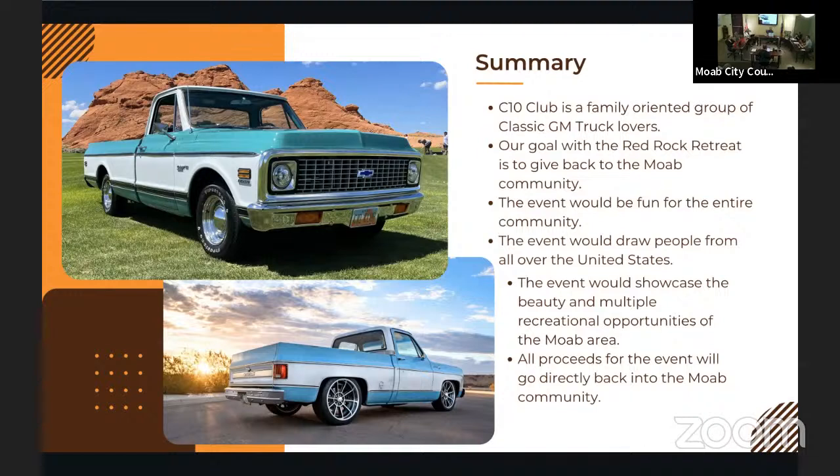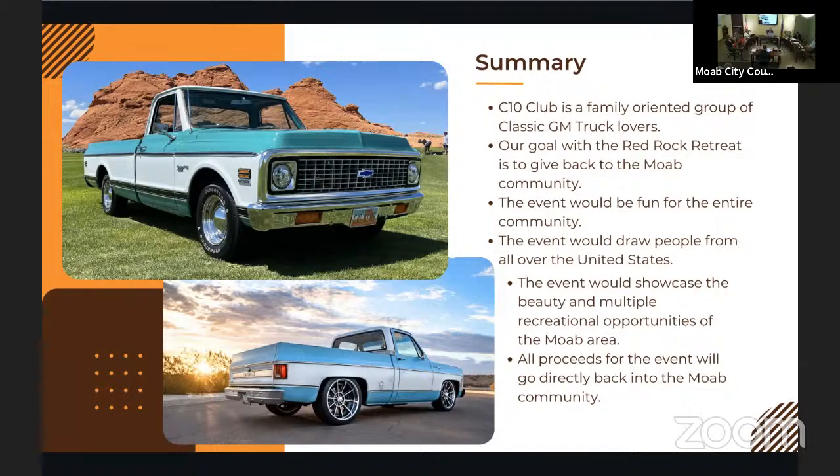Our goal with the Red Rock Retreat, once again, is to give back to the Moab community. This event would be free and fun for the entire family and the community. We think that the Moab community would really enjoy this event, to come out and see these trucks. Like I said, very different from the April Action Car Show. These are very specialized trucks. Some of these trucks reach into the hundreds of thousands of dollars. Very specialized, and very unique classic vehicles for people to be able to see.